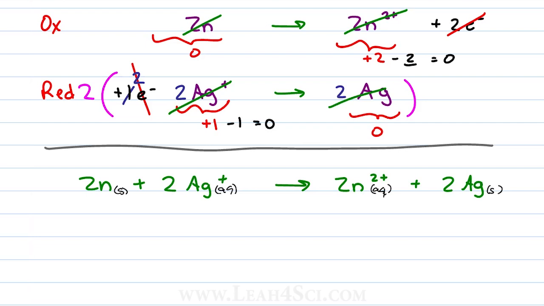And finally, check everything. Does this look like it's balanced? 1 zinc, 1 zinc. 2 Ag, 2 Ag. Sum of the charges, 0 plus 2 times plus 1 is plus 2. 1 times plus 2 plus 0 is plus 2. We are good to go. This is a balanced reaction.